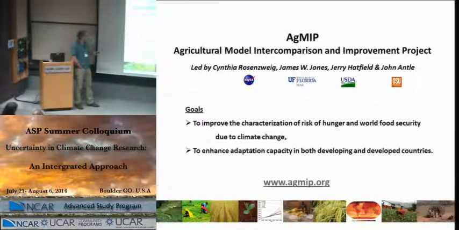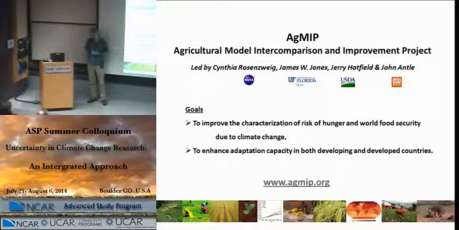for AgMIP. And what AgMIP tries to do in a nutshell is to improve the characterization of risk of hunger and world food security due to climate change, and to enhance, so first understand what climate change does, and to enhance adaptation capacity in both developing and developed countries. So really not just looking at a specific region, looking globally.